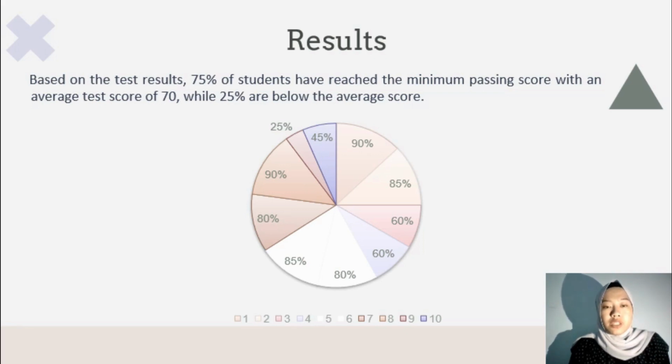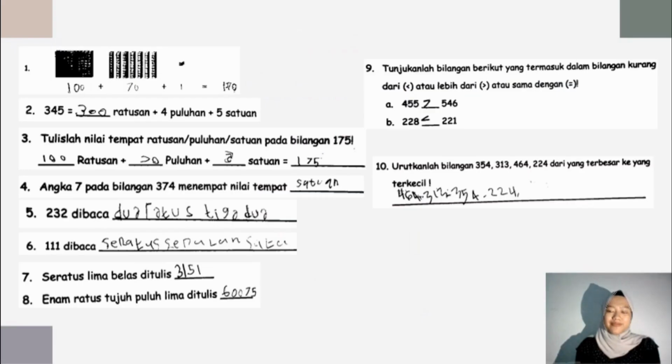90% of the students. Finally, questions number 9 and 10, which are more complex, determining the largest, smallest, and equality in a number and ordering numbers, were only answered correctly by 25% and 45% of the students. Here are a few examples of mistakes made by students.